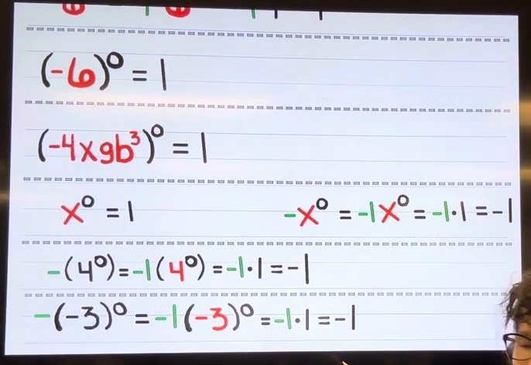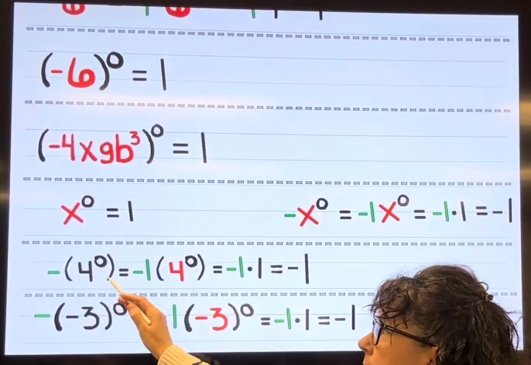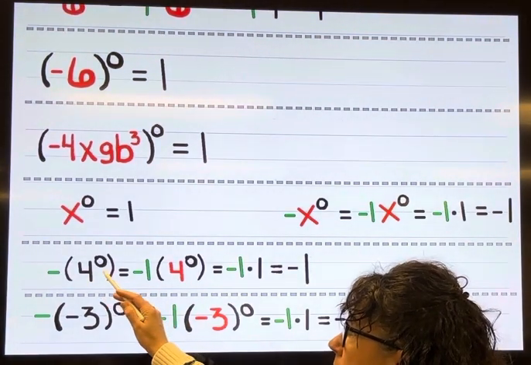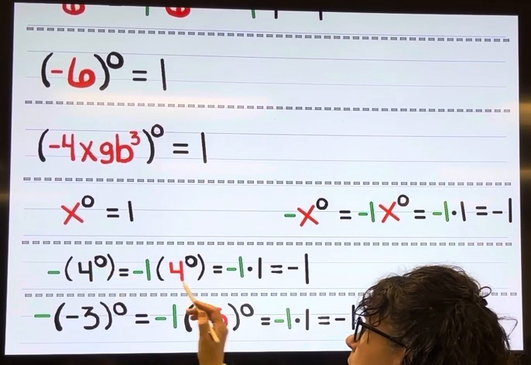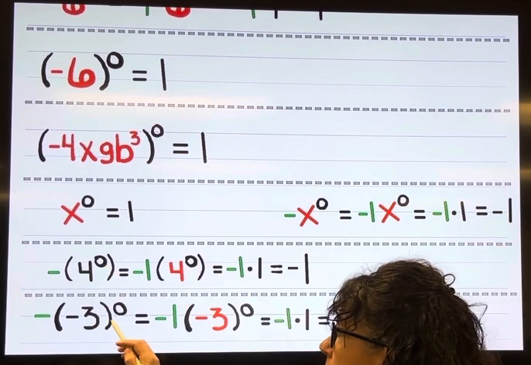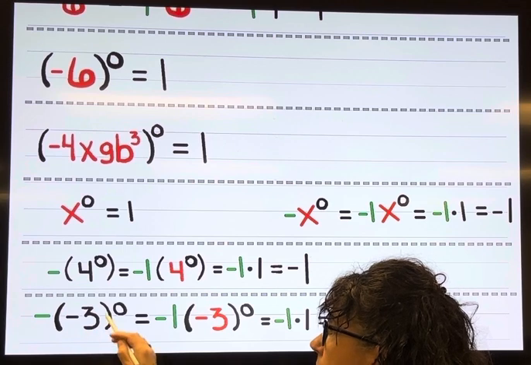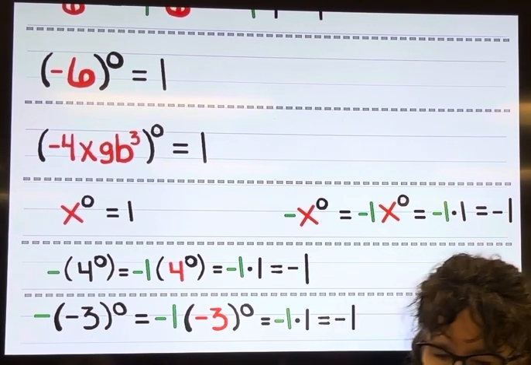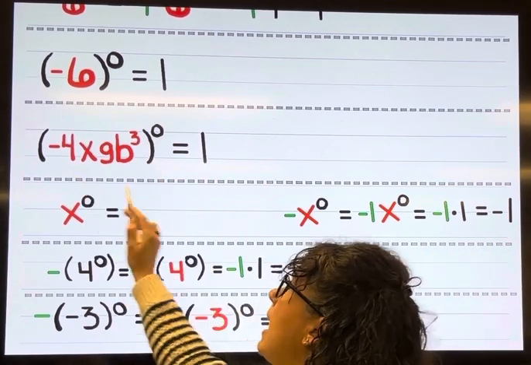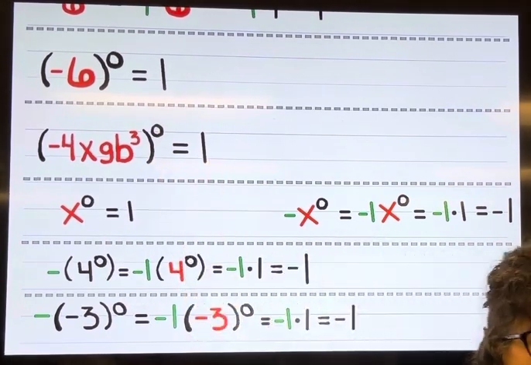And then if something is in parentheses, this one is not, the 4 is in there. The number 4 to the 0 is 1, but here the 0 is to everything in parentheses, so all of that turns into 1, and all of that turns into 1.